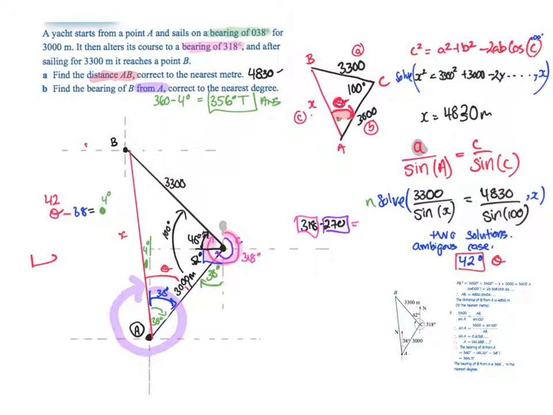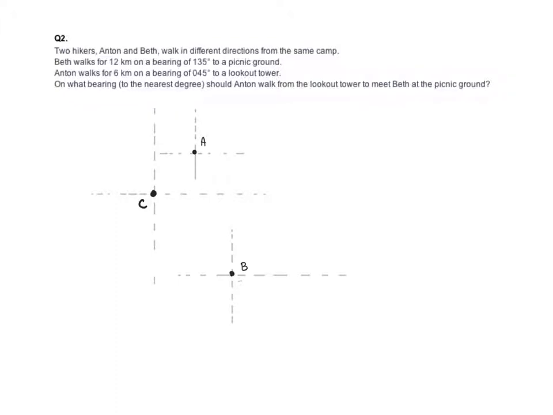Miss, what are the 30 degrees? So, two hikers, Anton and Beth, walk in different directions from a camp. Beth walks 12 kilometers on a bearing of 135. So can you see, I put Beth out here, so I've got the C for campsite. Okay, so I've done the key for the campsite. So what you're essentially saying is that around here to here is 135 degrees.